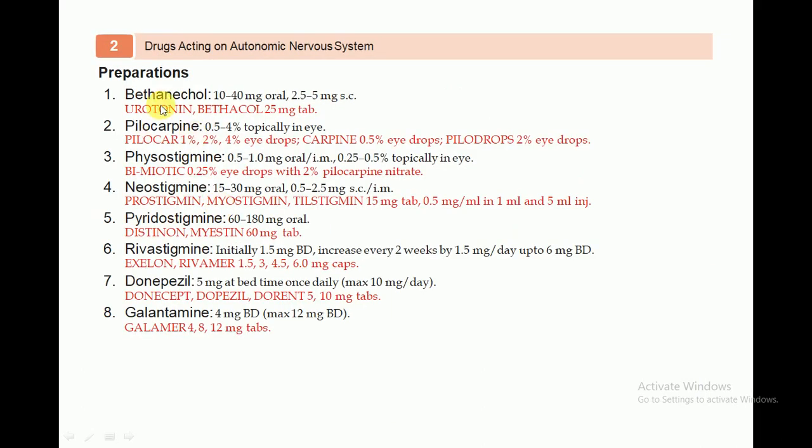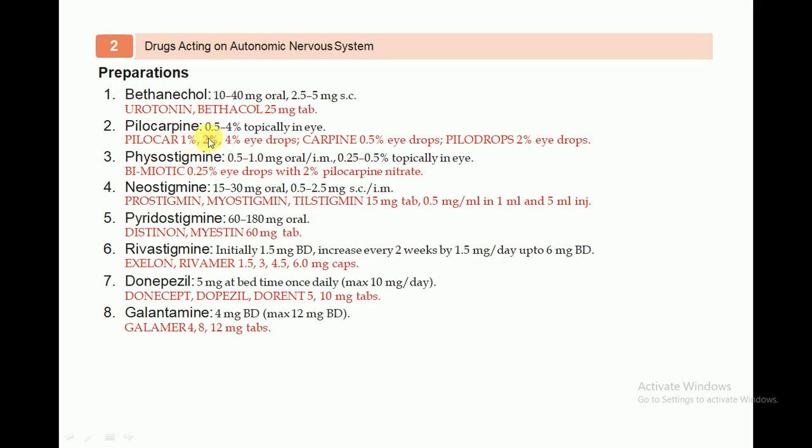Now let's see, there are different doses, so you can memorize all these doses. These are the preparations. Bethanechol is available at 10 to 40 milligram, which can be taken orally, as well as at a dose of 2.5 to 5 milligram, which can be administered subcutaneously. Urotonin and Bethacol are 25 milligram tablets. These are the brand names, the trade names through which this drug can be purchased, and they are available in tablet form.